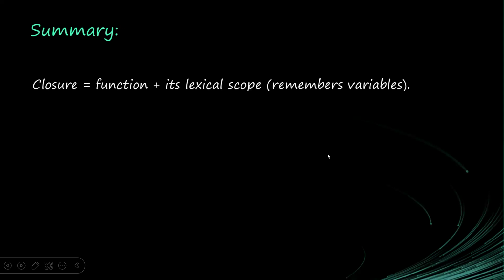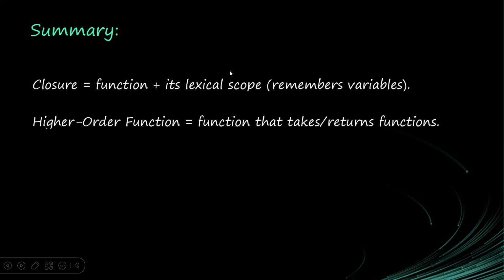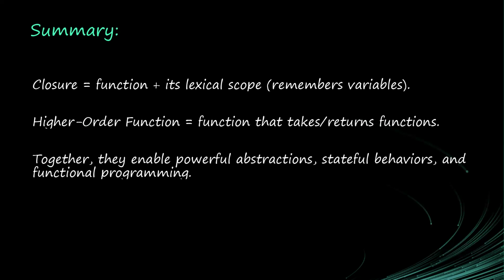So in summary, a closure is a function plus its lexical scope, so the scope of its parent or outer function. A higher order function takes a function as an argument or returns a function as a return value. Together, they enable powerful abstraction, stateful behavior, and functional programming.